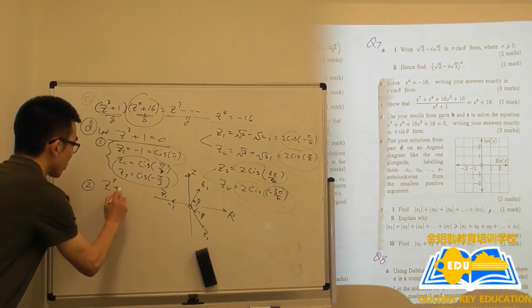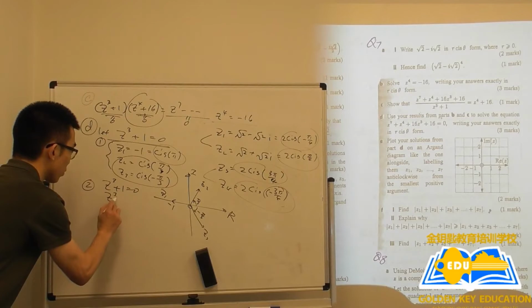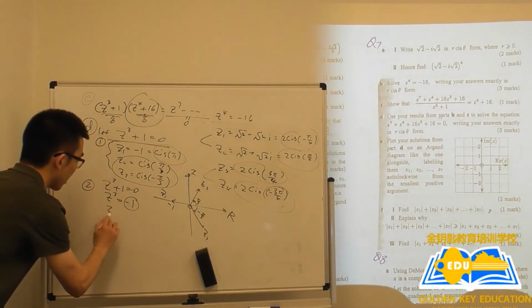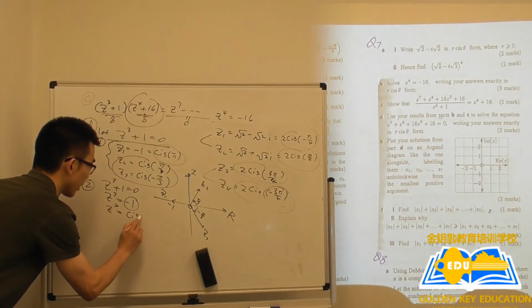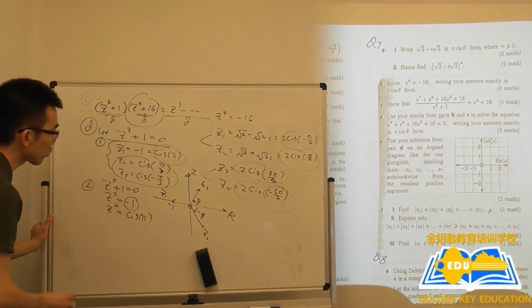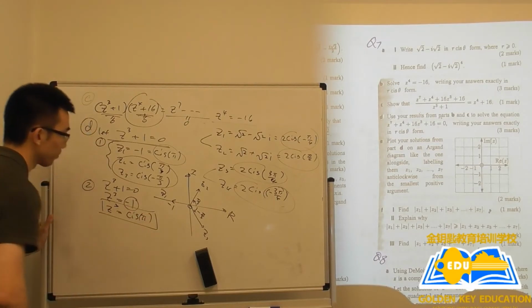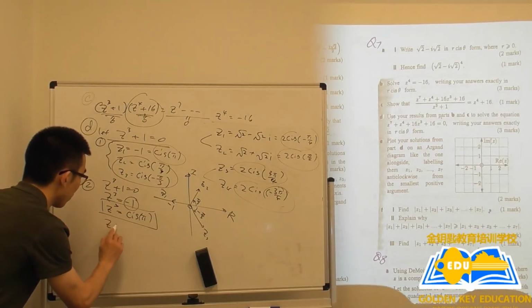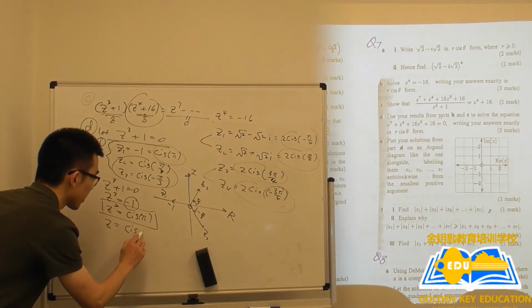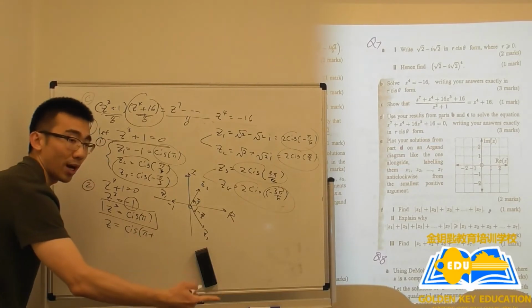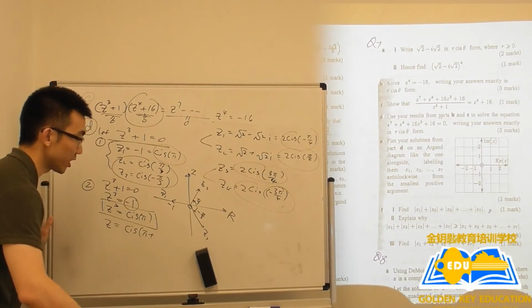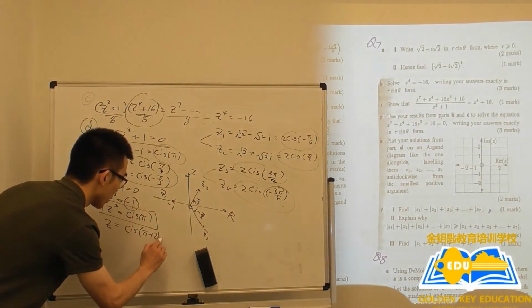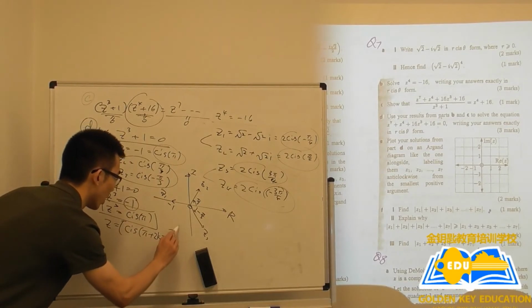So z cubed plus 1 equals 0, therefore z cubed equals -1. We first need to convert -1 into polar form, so that is very simple, just equals e to the i pi. And as we all know, there are 3 roots, right? There are 3 roots, and the period for e to the i theta is 2 pi. So therefore, z cubed equals e to the i(pi plus 2k pi), where k belongs to the integers, like 1, 2, 3, -1, -2, -3. So z equals e to the i(pi plus 2k pi) to the power of 1 over 3.